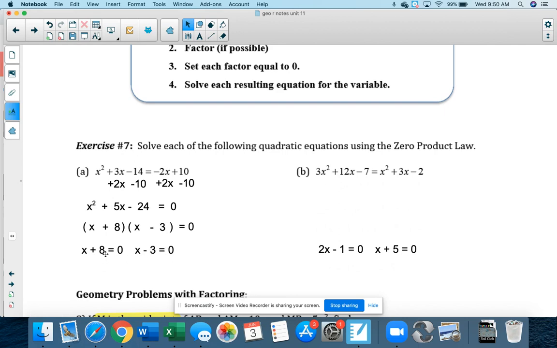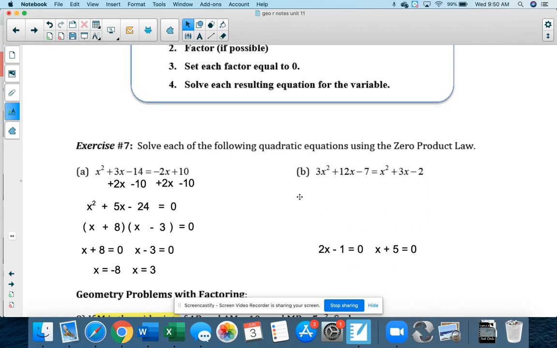The only thing that happens when I solve is the signs change, because I need to get x by itself. So I subtract 8 from both sides, and I get x equals negative 8. I have to get x by itself, so I add 3 to both sides, and I get x equals 3. So I have 2 answers right there.